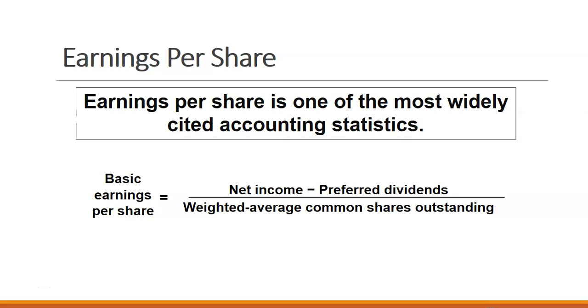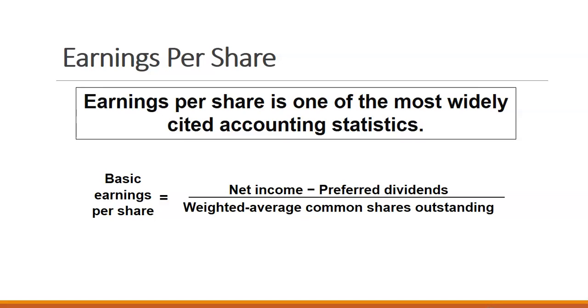The last thing that we look at in this chapter are some of the common formulas that we use for calculating how well a company is doing. Earnings per share is one of the most widely cited accounting statistics. Most publicly traded companies put their earnings per share on their financial statements. It's included in a line under their income statement.